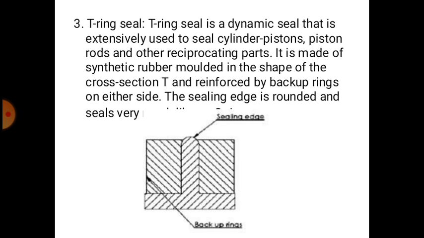T-ring seal. T-ring seal is a dynamic seal that is extensively used to seal cylinder piston rods and other reciprocating parts. It is made of synthetic rubber molded in the shape of cross section T and reinforced by backup rings on either side. The sealing edge is rounded and seals. So here you can see the cross section of the ring is T.